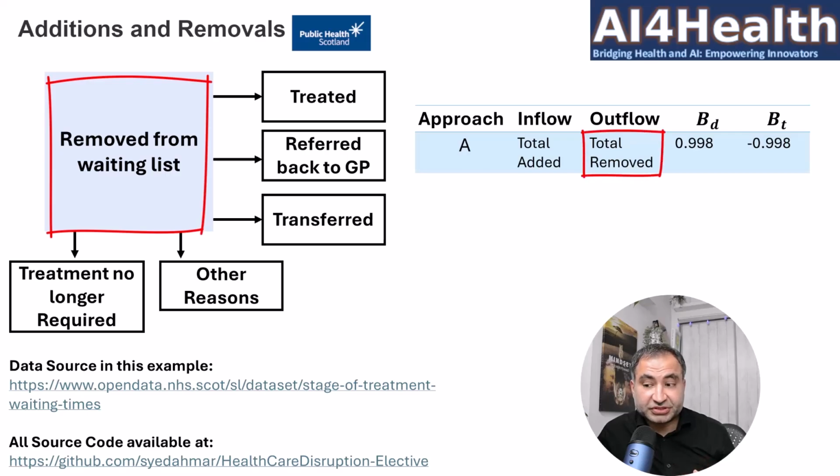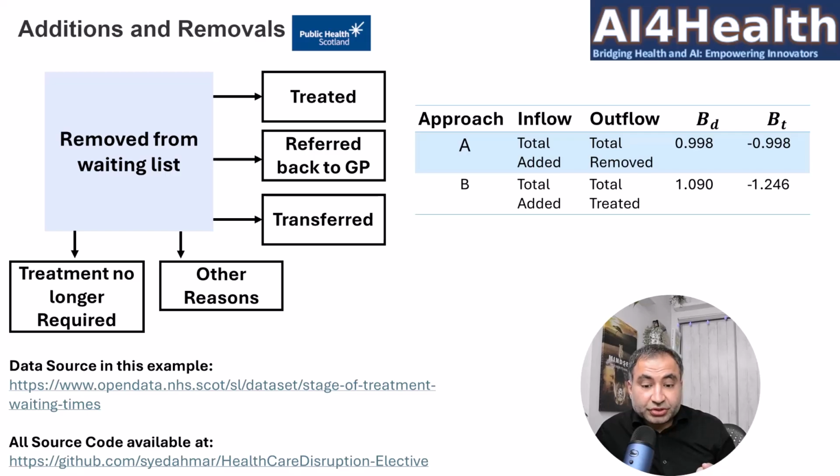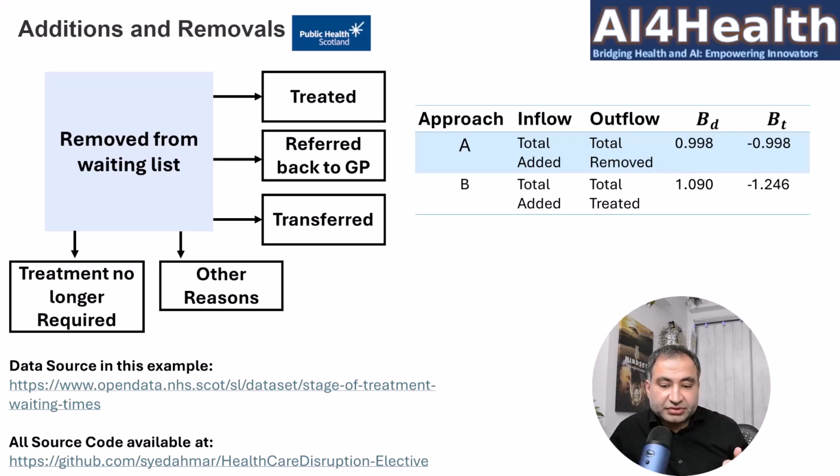Now, if we apply our model to this data and use the total removed from the waiting list as the outflow time series, the coefficients we get are 0.998 for inflow and minus 0.998 for outflow. Now assume that we don't know the total removed, but only the total that are treated and hence removed, which would be about 80-85%. If we apply our model, but use the total treated as the outflow time series, the same model, so just the two flows, inflow and outflow, the coefficients we get now are 1.090 for inflow and minus 1.246 for outflow.